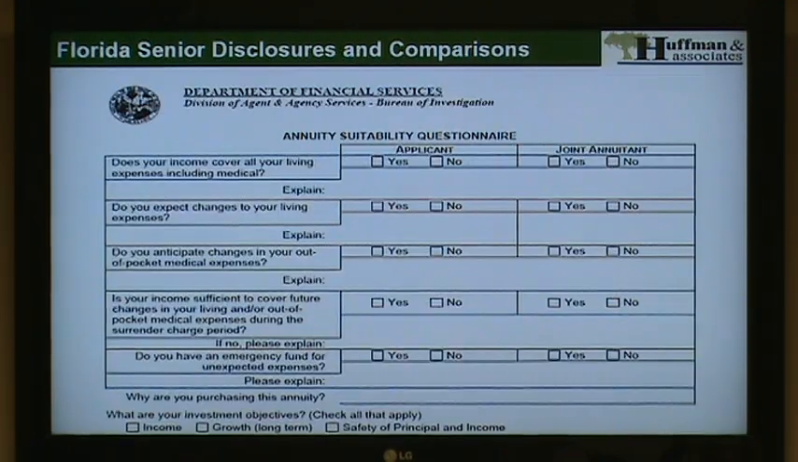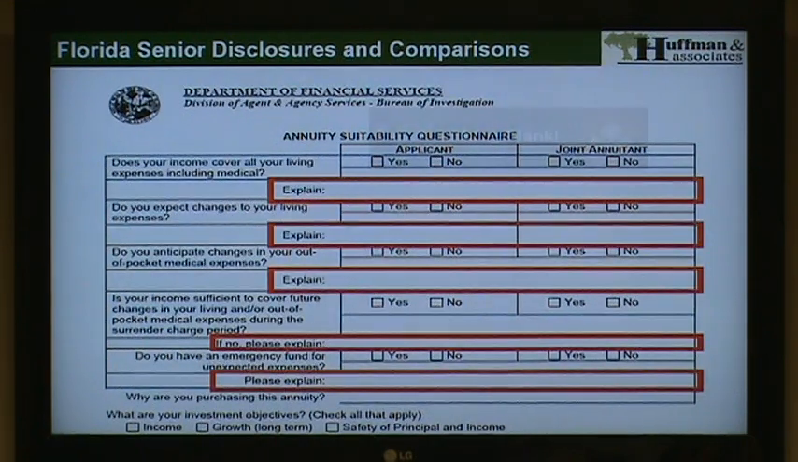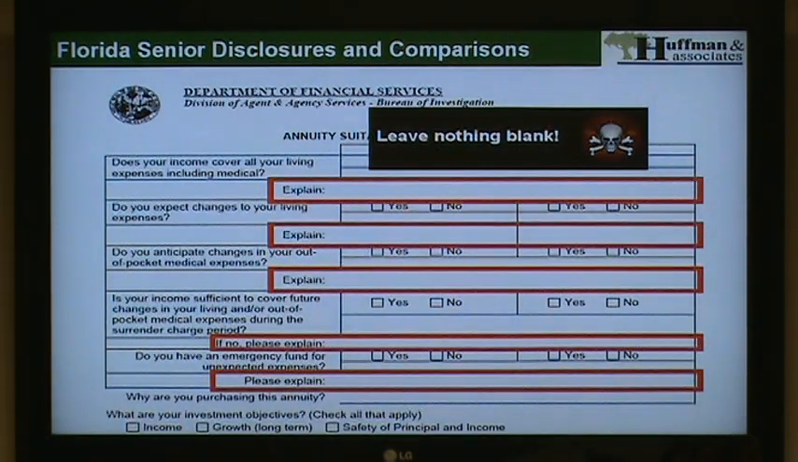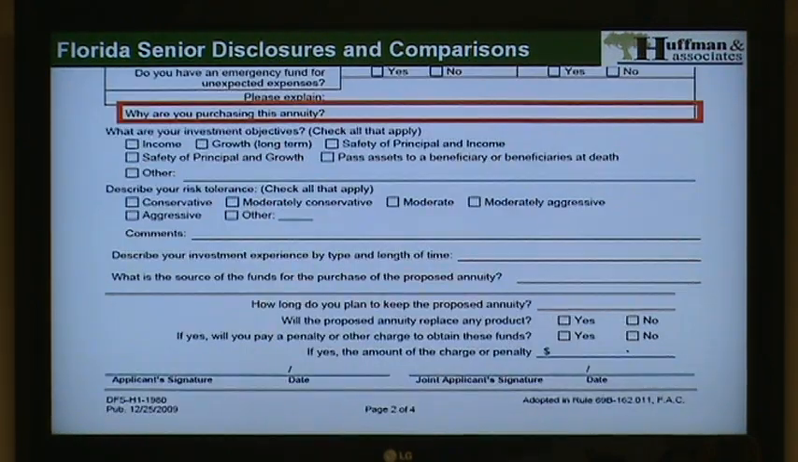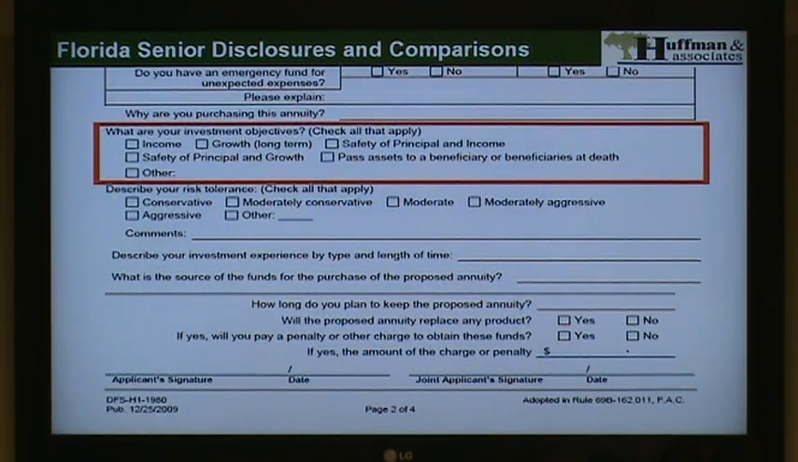Page 2. The yes-no section. Just a yes-no answer is insufficient. Answer yes or no, and in either case, make sure to explain the answer. Why are you purchasing this annuity section? You can use reasons such as interest earnings, tax deferral, etc. Investment objectives. Remember to check all that apply and to complete the line for other if that box is checked.